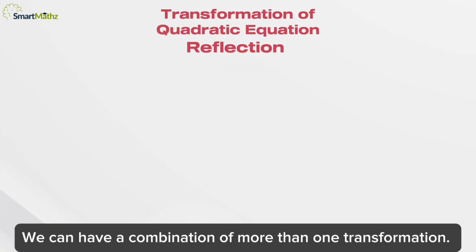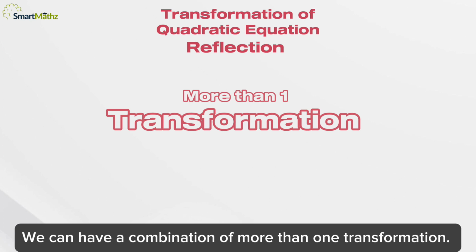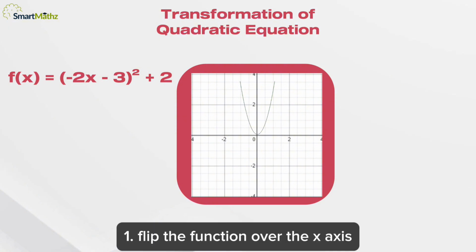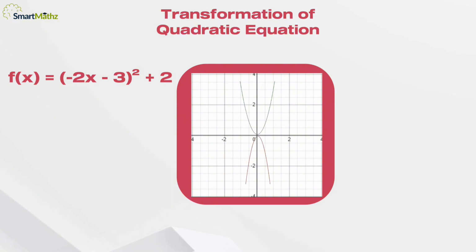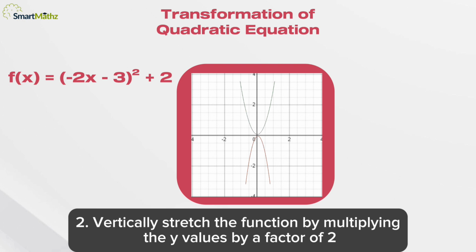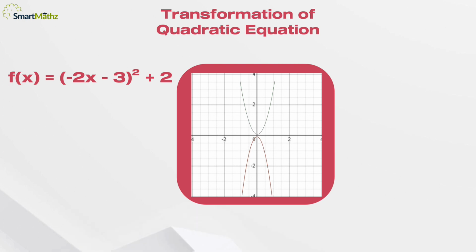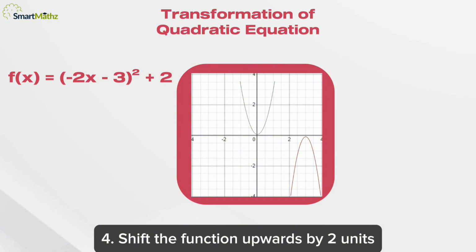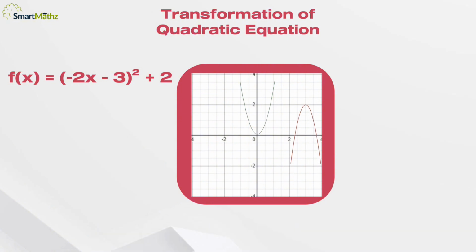We can have a combination of more than one transformation. For example, the function f of x given as negative 2 times x minus 3 squared plus 2 tells us to do the following. 1. Flip the function over the x-axis. 2. Vertically stretch the function by multiplying the y values by a factor of 2. 3. Shift the function horizontally to the right by 3 units. 4. Shift the function upwards by 2 units.